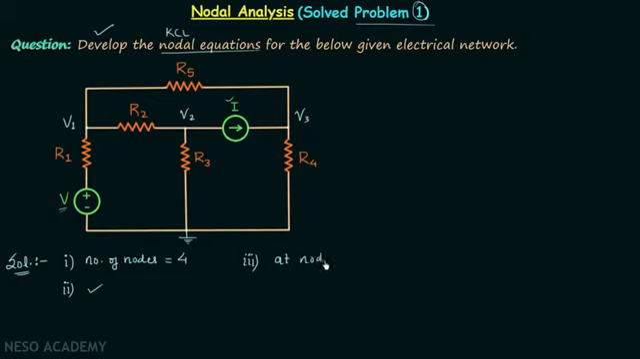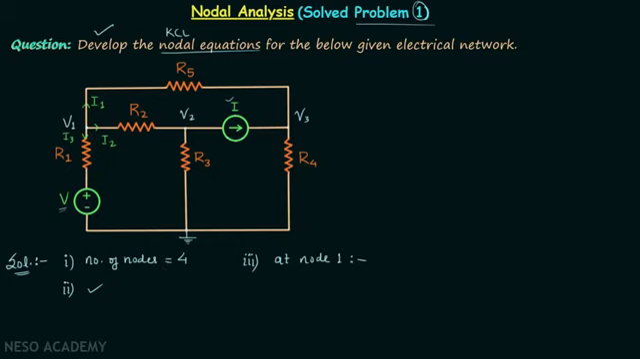At node 1 we will develop the KCL equation, and for that we will first mark the currents in different branches connecting at this particular node. Let's say current in this branch is equal to I1, current in this branch is equal to I2, and in this branch current is equal to I3, and we are considering V1 to be the largest voltage. Therefore we have taken the direction of currents outgoing. We already know this point.